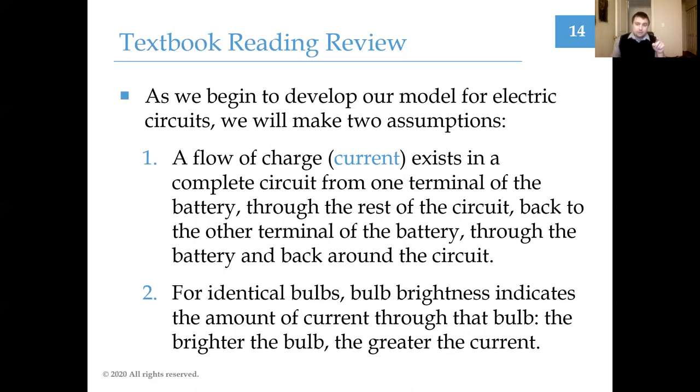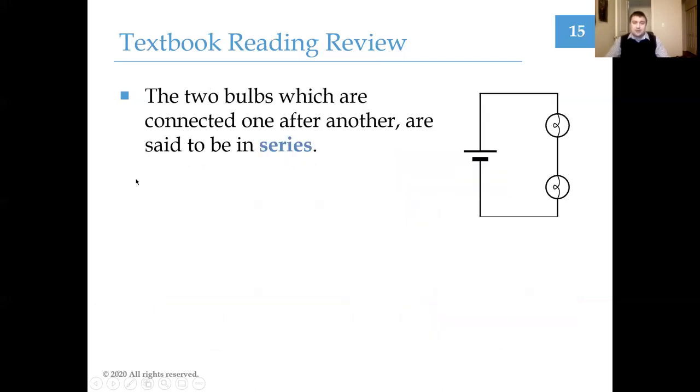If they are identical, the brighter that a bulb is, the more current is therefore passing through it. All right, so this is going to be our next big assumption, that the brightness is an indicator of the amount of current that is passing through a bulb. The more current that passes through, the more charges per second, in a sense, are present to exchange energy with the bulb, and the brighter the bulb is going to become as a result. So keep these two assumptions in mind as we go through the rest of today's lecture and your next lecture as we introduce the concept of the voltage and Ohm's law.